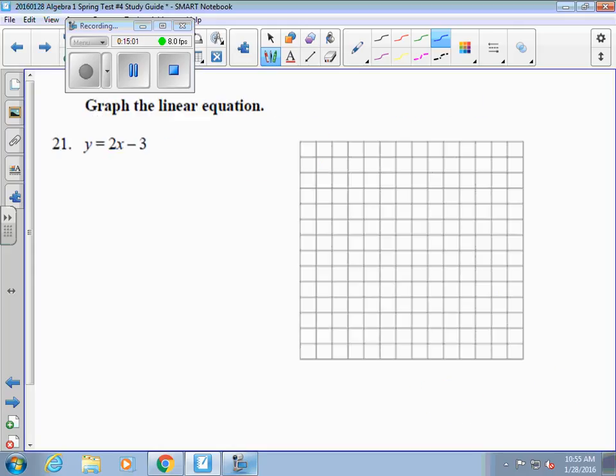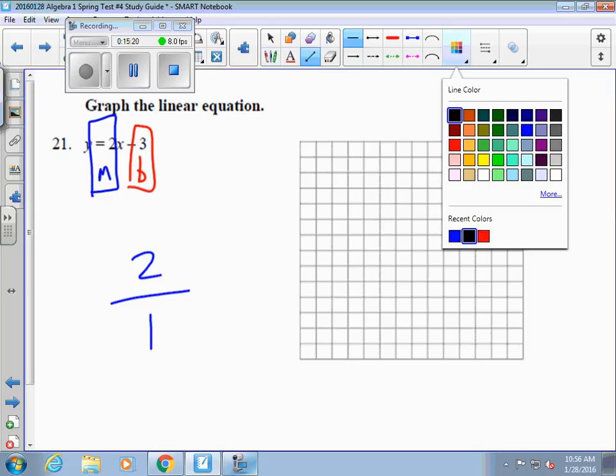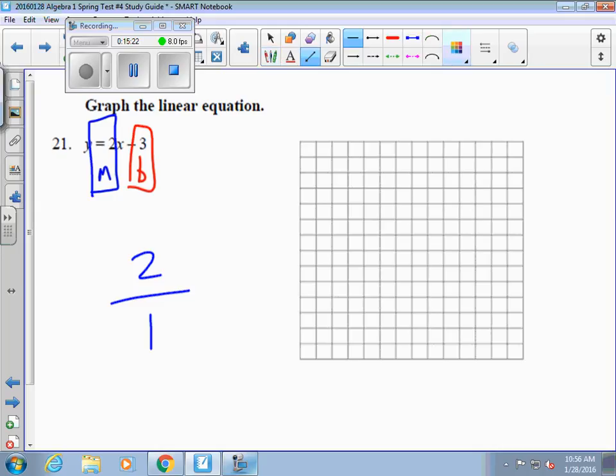21 says graph the linear equation. Again, y equals mx plus b. This is easy for us. It gives us a b to tell where to begin, at -3, and it gives us a slope of 2. It tells us where to move. Remember, slopes are always fractions. If you don't have a fraction, you need to make it a fraction by putting it over 1. B tells you where to begin, at -3.